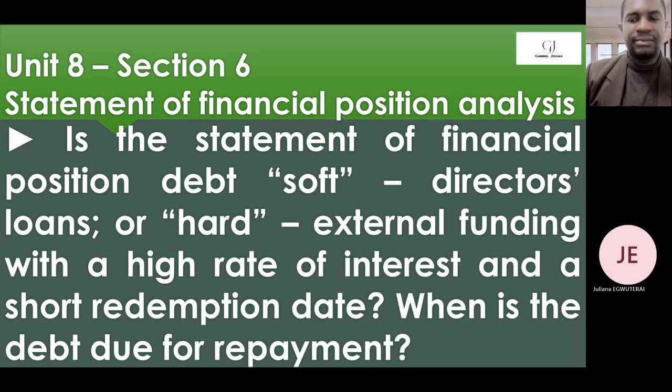And it may have a short redemption date, meaning the time to redeem the amount may come close, and they may give you a very short period, 1-2 years, when the debt is due for repayment. Look at the time: is this spread across 5 years, 10 years? So the softness or hardness is another area to analyze in financial statements. If the funds are provided internally by directors or owners, it makes a lot of sense. But it's hard when it's externally funded, maybe debentures or preference shares. It's hard because the rate of interest can be very restrictive.